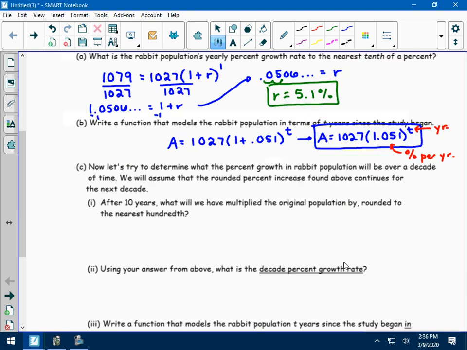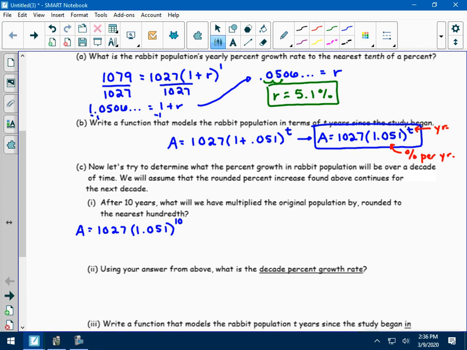That's going to change in a minute, so that's why I point that out. Okay, here's the new stuff. Now let's try to determine what the percent growth rate would be over a decade of time. We will assume that the rounded percent increase from above continues for the next decade. So if I was looking at the population after a decade, what would I plug in for T here? Plug in T equals 10, right? So we'd have A equals 1027 times 1.051 to the 10th.